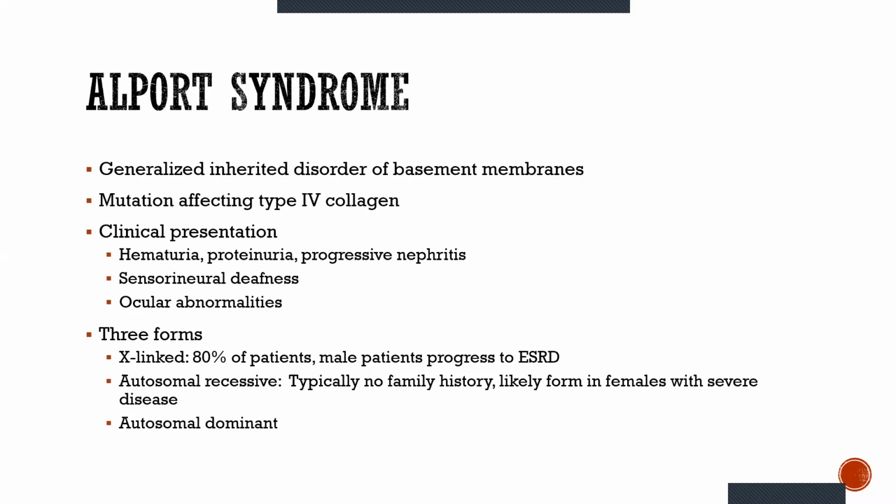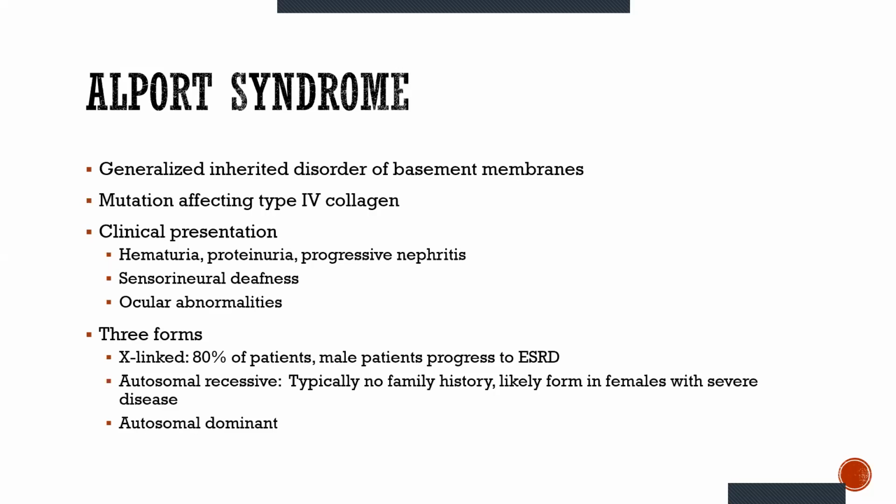So the presentation is classically nephritis with hematuria, proteinuria, and renal decline, usually in the second, third, fourth decades of life. They also get sensorineural deafness and ocular abnormalities. That's kind of the classic triad. There are other more rare manifestations as well.